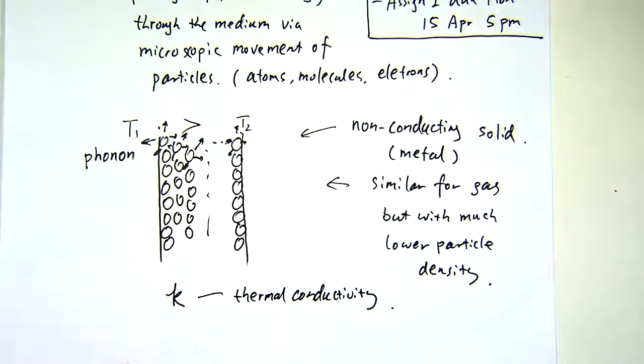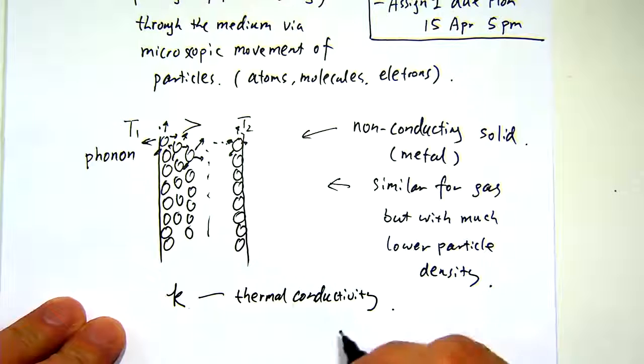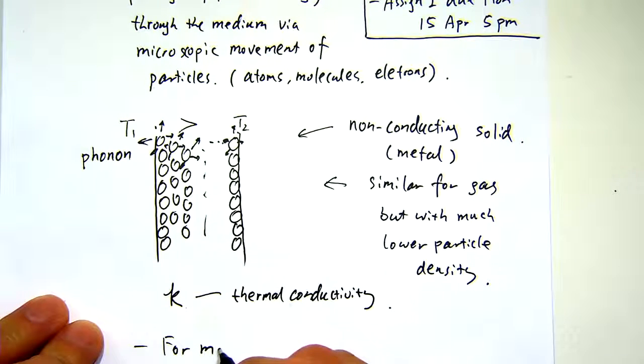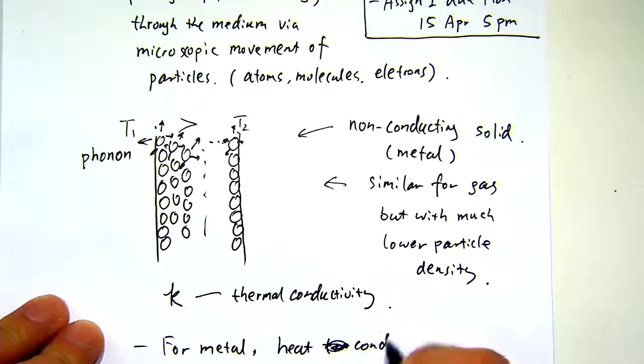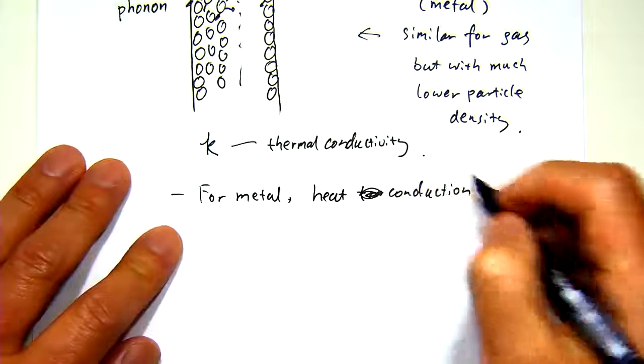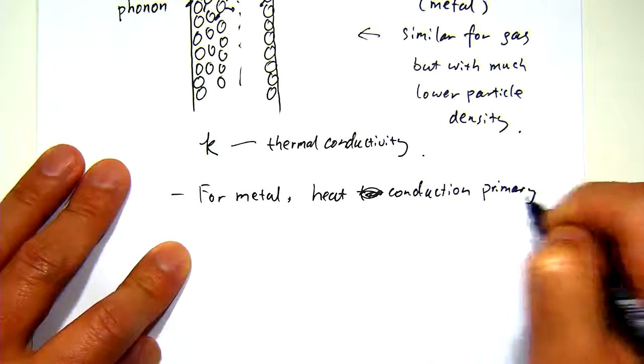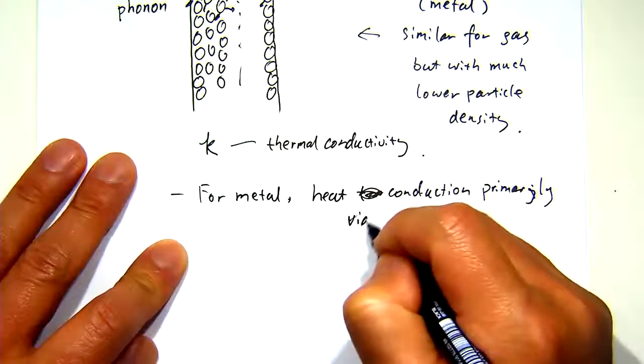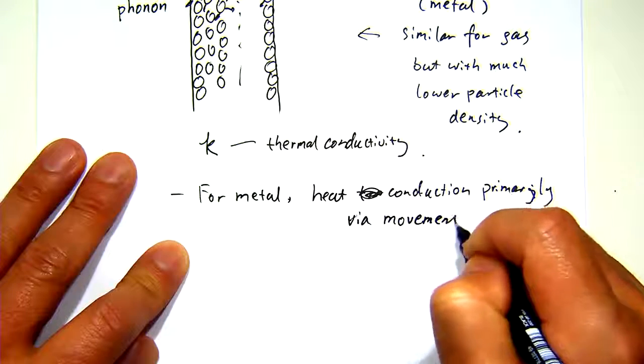So for metal, you have free electrons. The free electron is more effective because for metal the electron is not bound so tightly with the atom, right? So the electron can move relatively freely, and when a particle can move more freely, that's more efficient or effective in terms of the energy transfer. So for metal, I should say heat conduction happens primarily via the movement of electrons.